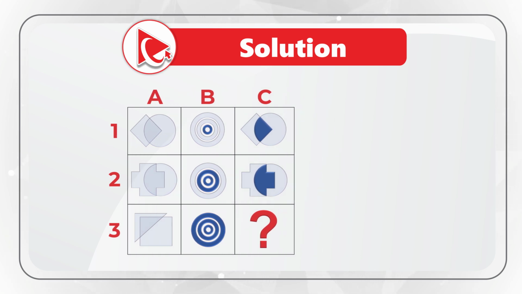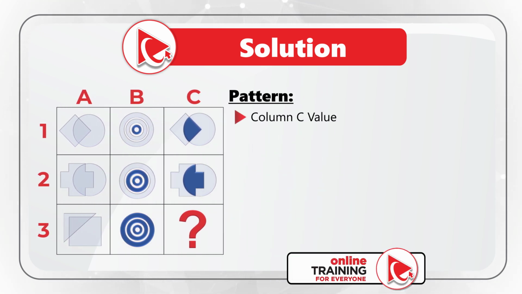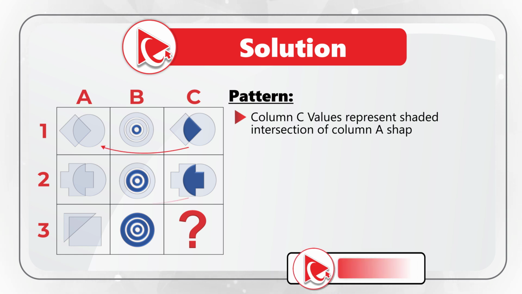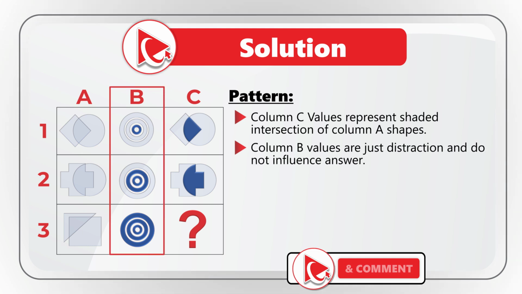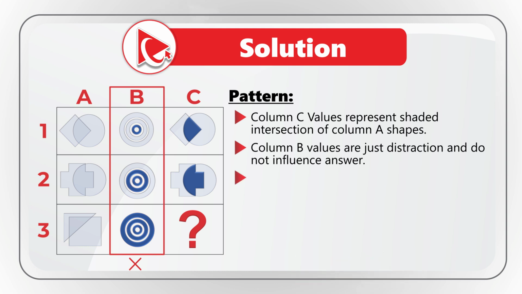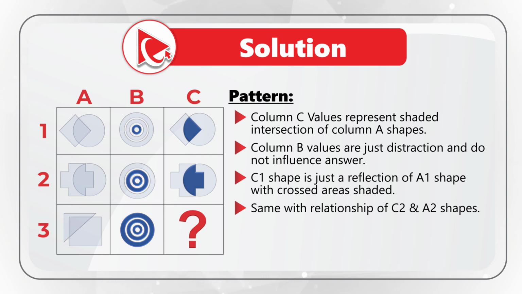And you probably noticed here, but column C values represent the shaded intersection of column A shapes. And considering this, column B values are just a distraction and do not influence the answer in any way. For example, C1 shape is just a reflection of A1 shape with the crossed shaded areas. Same with the relationship between the C2 and A2 shapes.